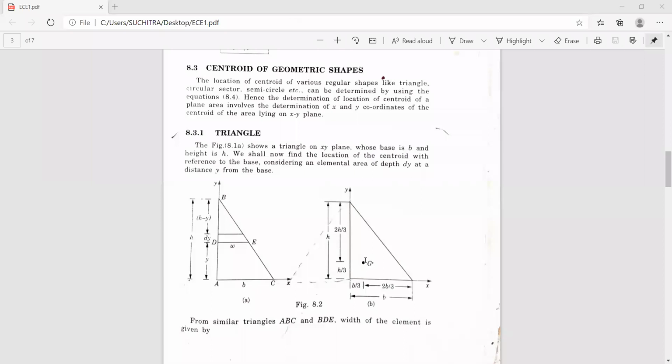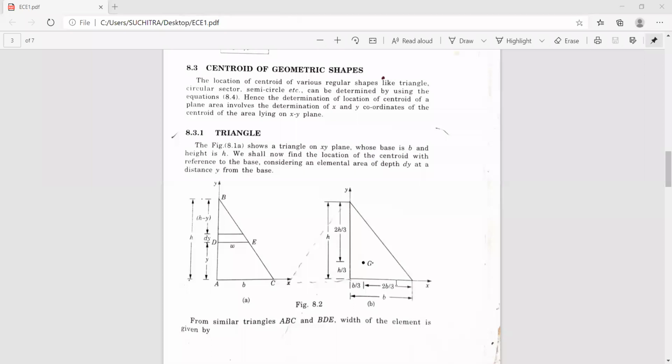So this is the geometric center of the triangle, which is at a distance h by 3 from the base and 2h by 3 from the apex. Similarly, if you consider b, it is at a distance of b by 3 from the base and 2b by 3 from the apex. So by the method of integration, we can find the geometric center of any given figure. Today we have discussed how to locate the geometric center of a given right angle triangle by the method of integration.